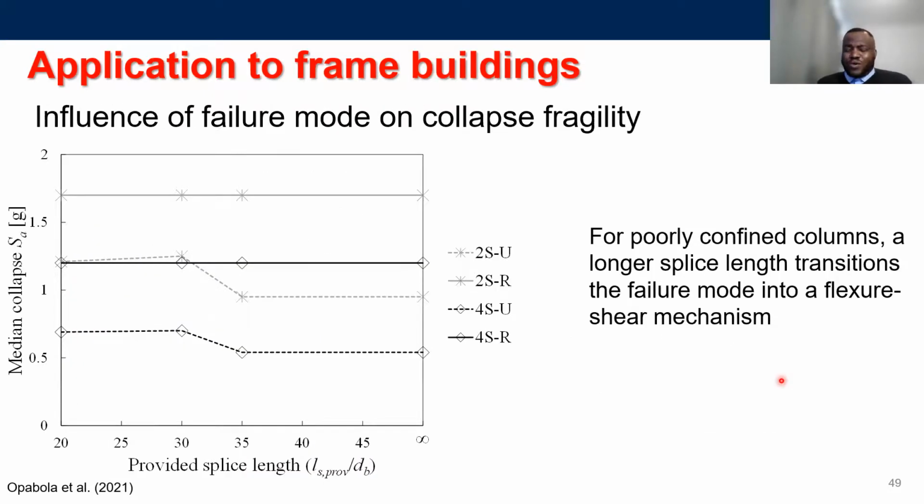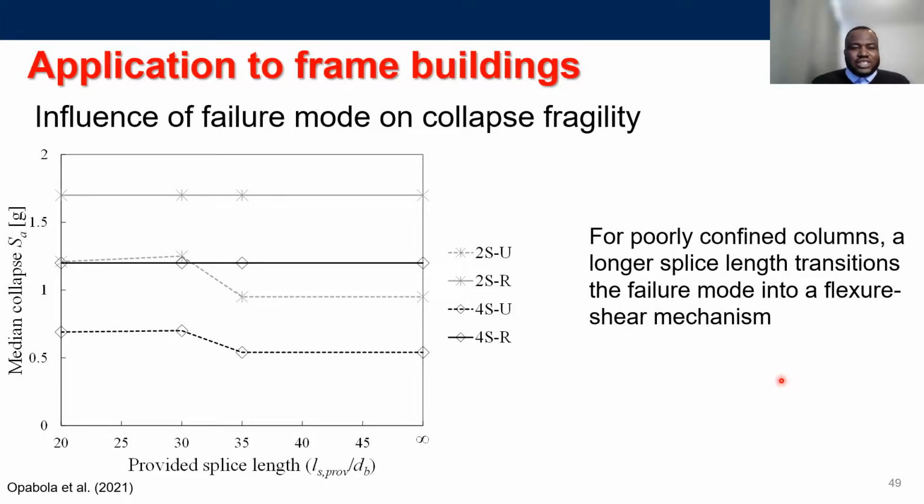Then what does this mean? Conventional knowledge tends to point to the fact that if you have more splice length for a poorly confined column, so if I'm looking at a building from the 1960s, and I have one with an L over dB of 45, and I have one with an L over dB of 25, there's a likelihood that the one with 45 will perform better in terms of collapse.